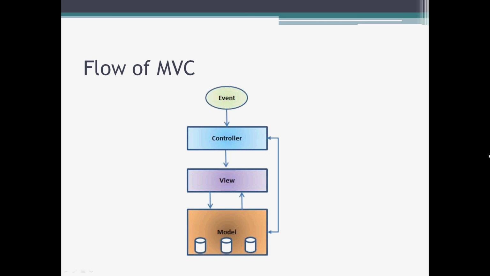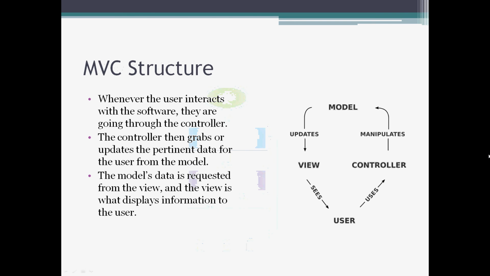For instance, if an event from the user is editing an entry in the table, it would go to the controller, which would go to the model, change everything it needs to, and then go to the view, and then that's where everything is displayed.